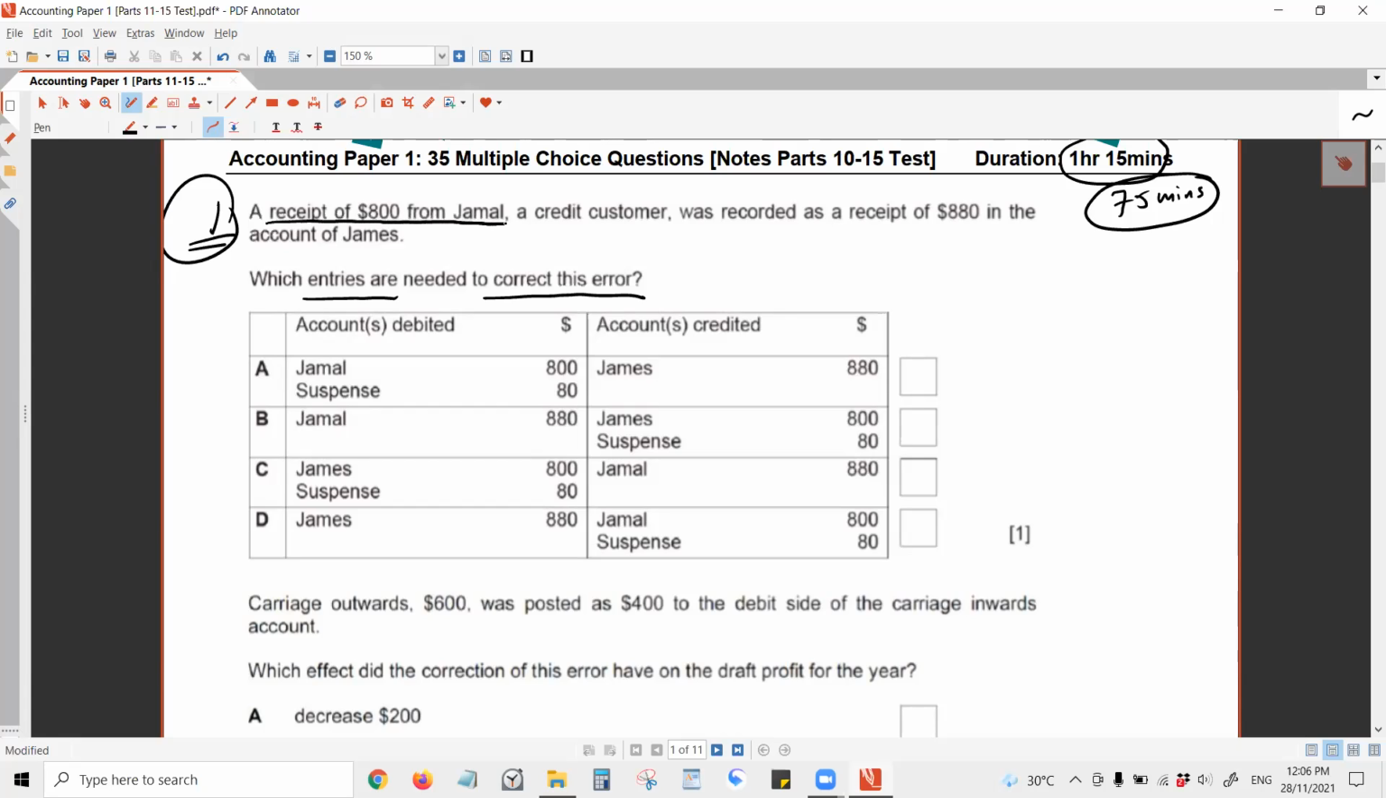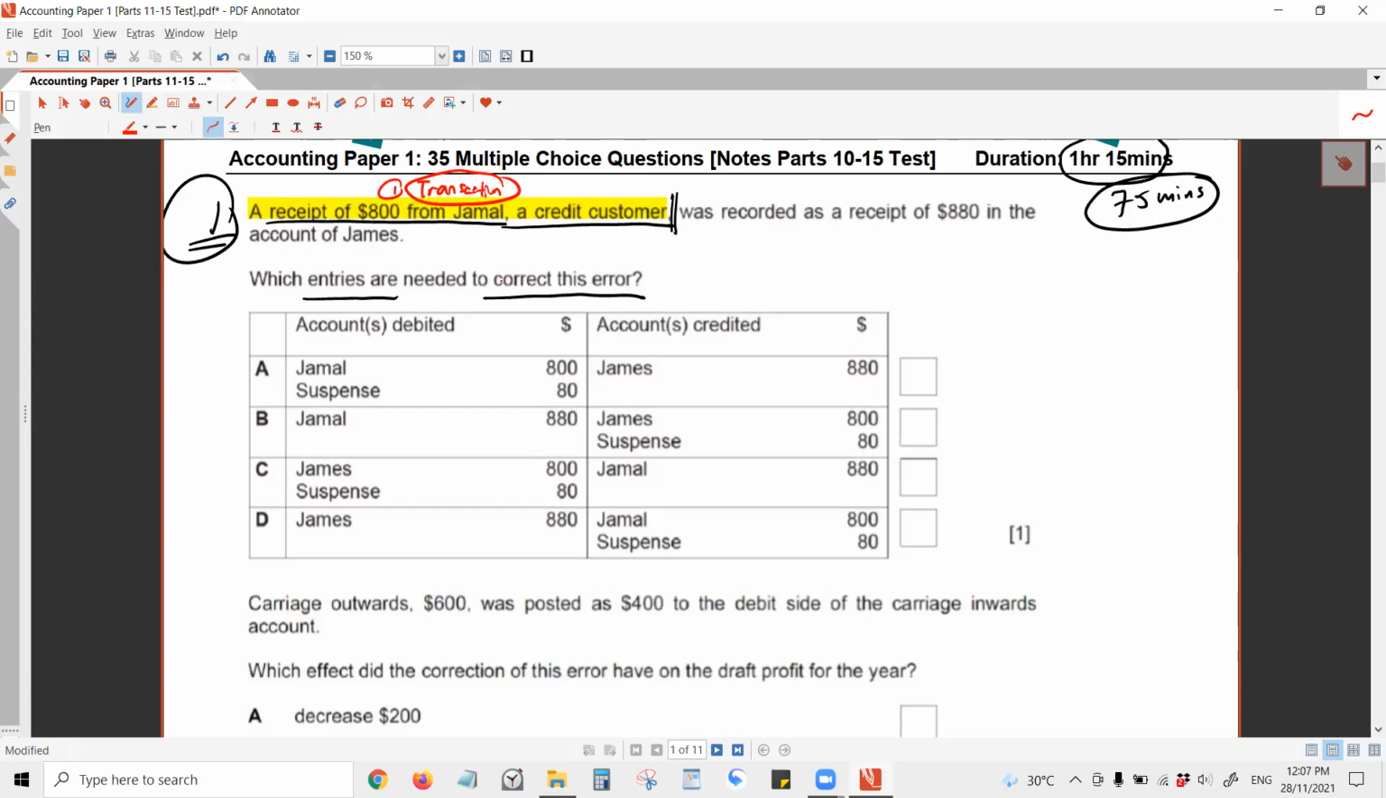Receipt of 800 from Jamal, credit customer. When I see the term "had been," "was," or "were," I stop reading here because we have found the transaction. This is the transaction. So the first step is finished. We have found the transaction.